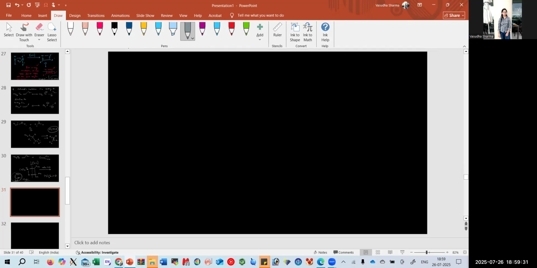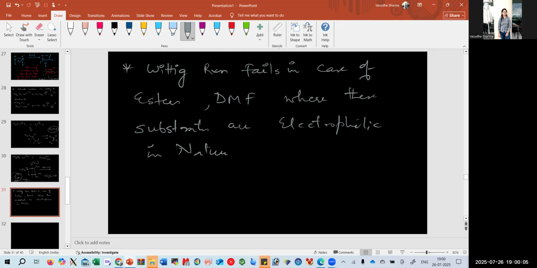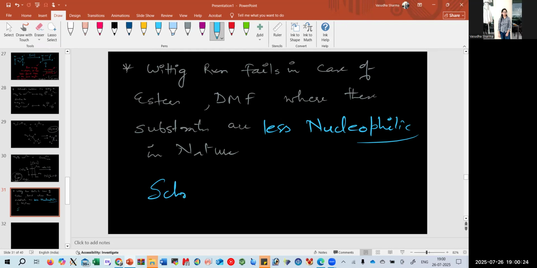So basically, the Wittig reaction fails in the case of esters, DMF, where these substrates are less electrophilic in nature, or we can say they are less nucleophilic in nature. So here, the Schrock catalyst works.